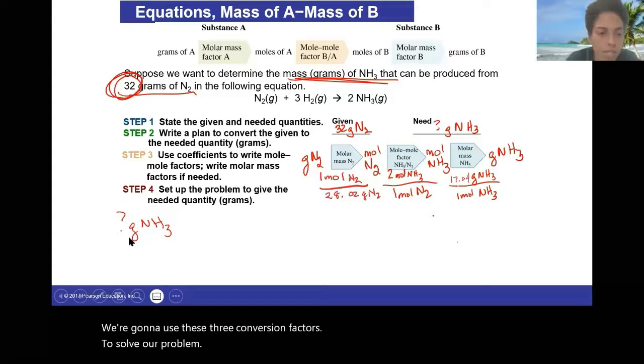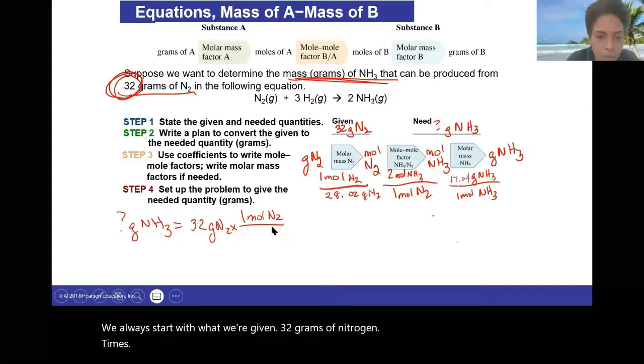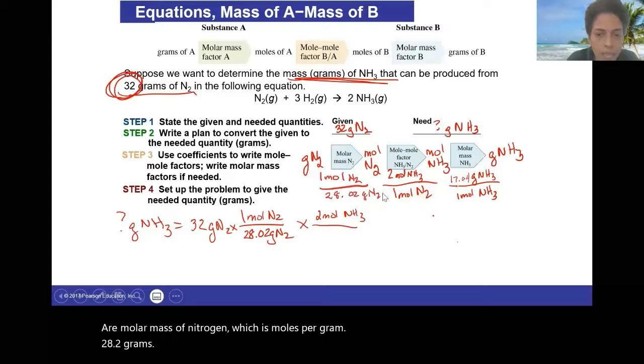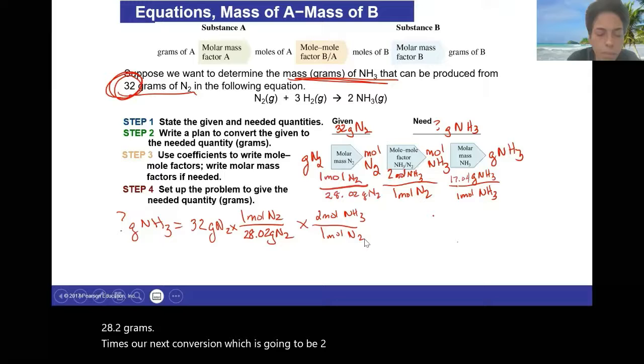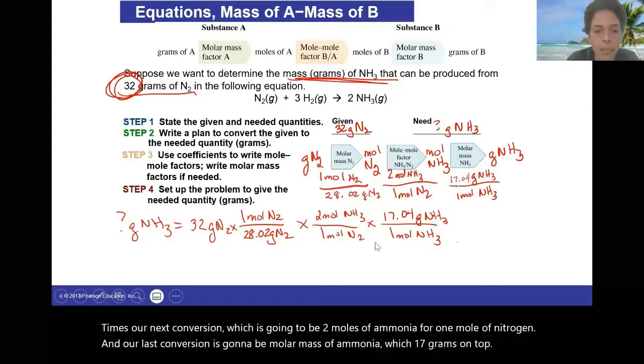So we need grams of ammonia. We always start with what we're given, 32 grams of nitrogen times our molar mass of nitrogen, which is 28.02 grams per mole, times our next conversion, which is going to be 2 moles of ammonia for 1 mole of nitrogen. And then our last conversion is going to be our molar mass of ammonia, which is 17 grams on top, 1 mole on the bottom.